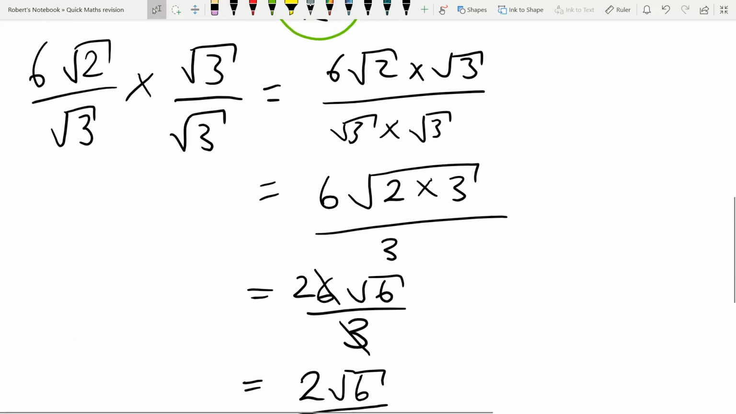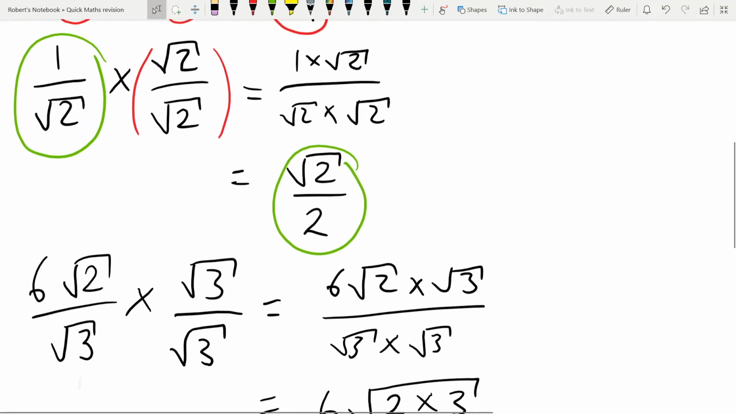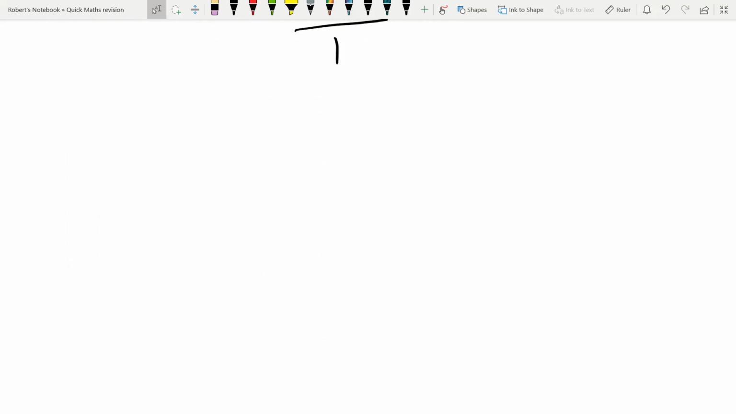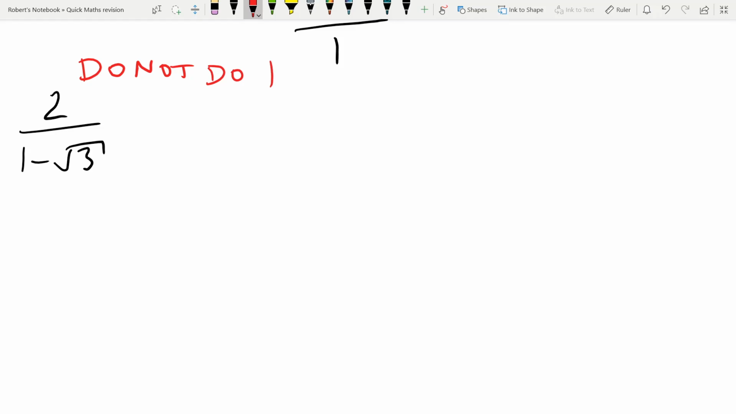So this method that I've just shown you for multiplying by 1 in each case only works if the denominator has just a surd on it. Things get a bit more complicated if you have a mixture. So just to show this, if you have 2 over 1 minus root 3, we'll say not do this.